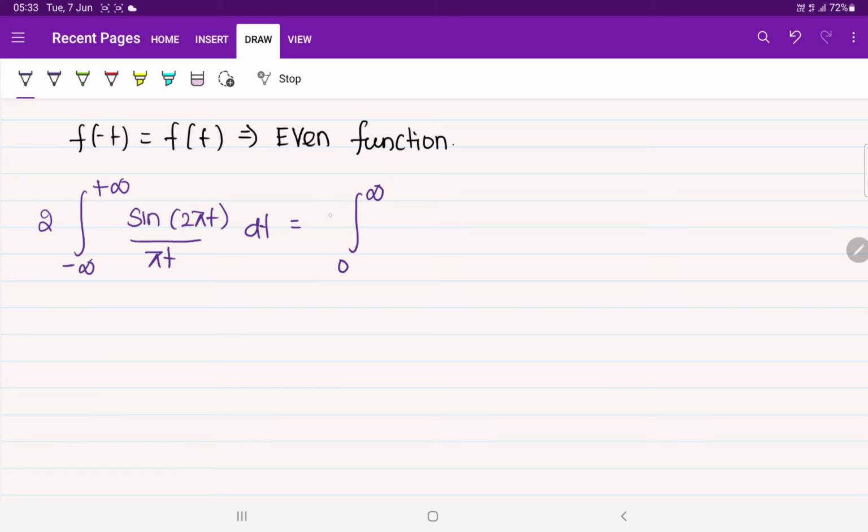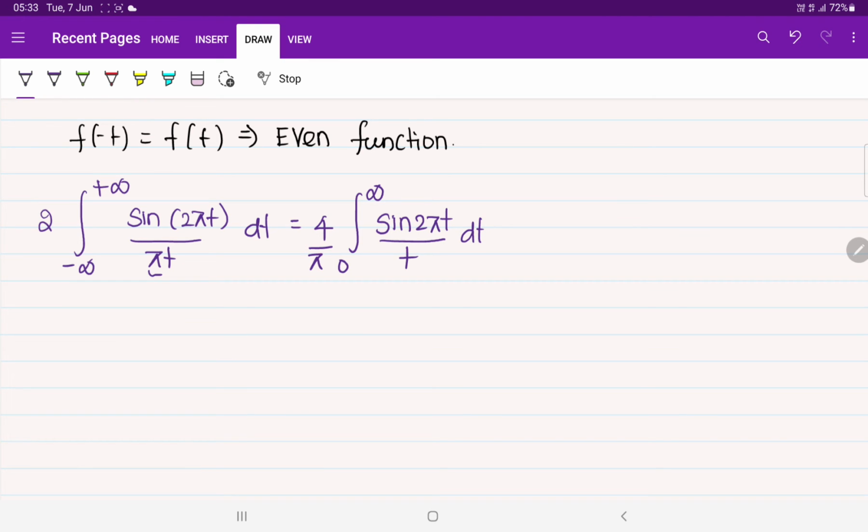We can consider one more 2. Already one 2 lies in front of the integration, so now one more 2 will come. 2 into 2 will be multiplied, so the overall value will become 4. And see, in the denominator pi is a constant, we can take it out. 4 by pi, I can define sin 2 pi t upon t into dt.